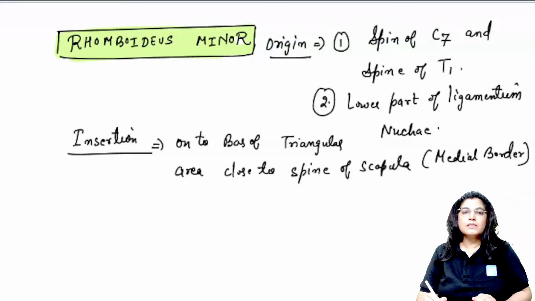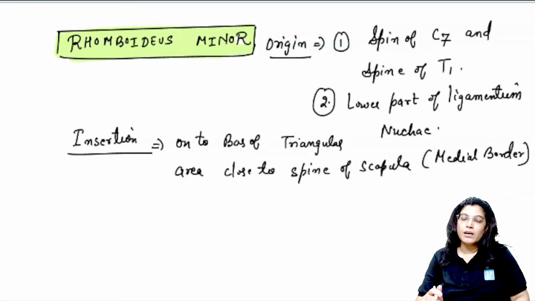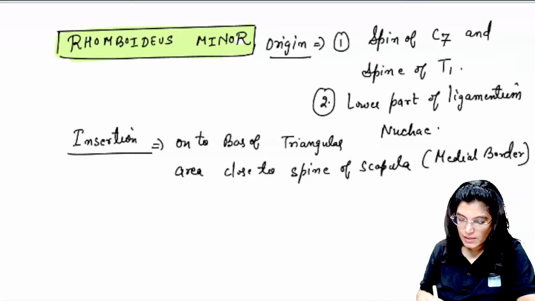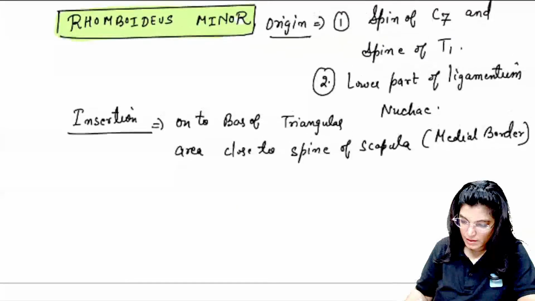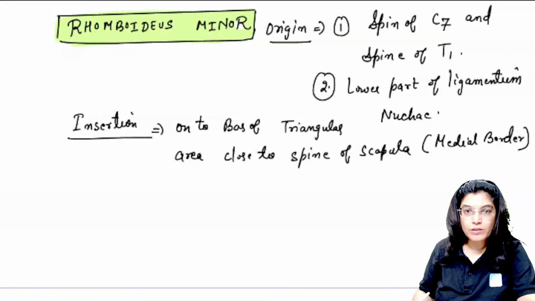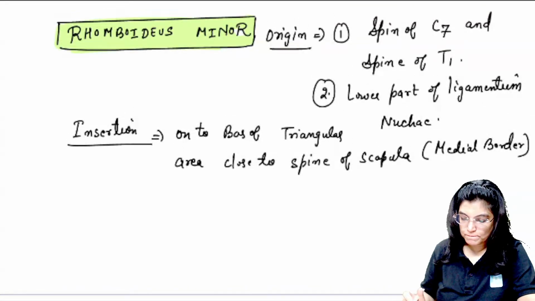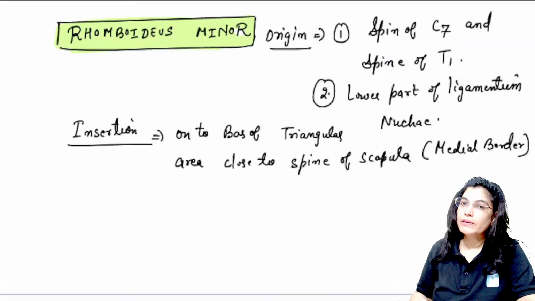An important point: we will know about the nerve supply and action of rhomboideus major and minor together, because both have the same action and the same innervation. So now the next muscle is rhomboideus major. Done with minor. Now we will talk about rhomboideus major muscle. Then we will talk about nerve supply. So let's write it, rhomboideus major.